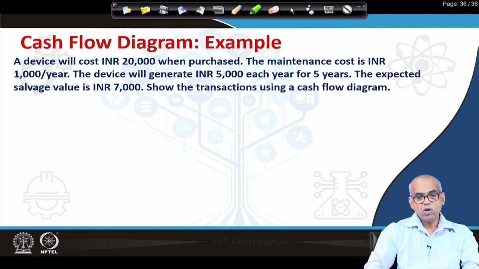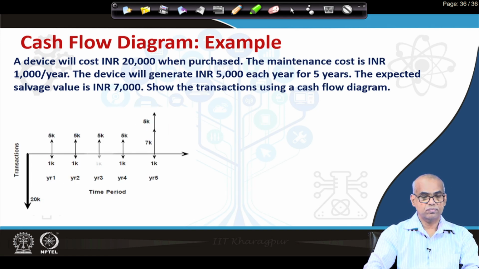A device will cost rupees 20,000 when purchased. The maintenance cost is rupees 1,000 per year. The device will generate rupees 5,000 each year for 5 years. The expected salvage value is rupees 7,000. Show the transactions using a cash flow diagram. So, let us draw the horizontal line and show all the cash inflows and outflows.